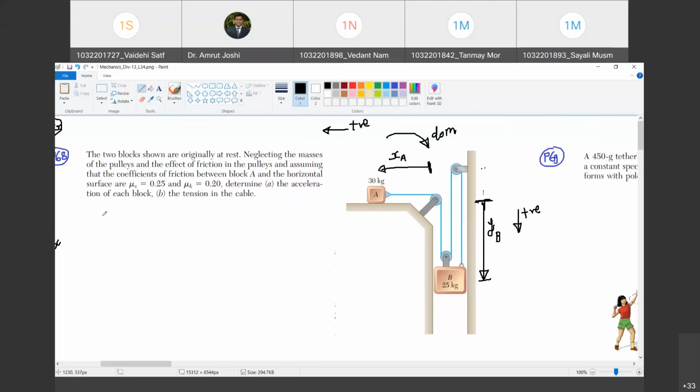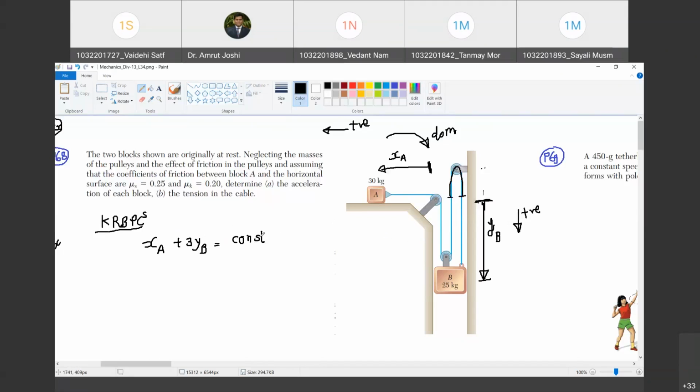Now, can we write the KRBPC, the kinematic relationship between position coordinates? What is the relationship? Tell me. XA, I will write down now the length of the string. This is XA plus 3 times YB. Do you agree with me? Yes, sir. And you will understand that this length is always going to remain constant. So therefore, XA plus 3 times YB must be equal to constant.